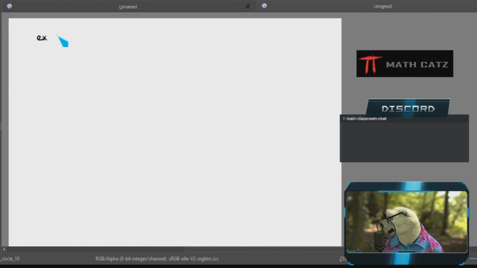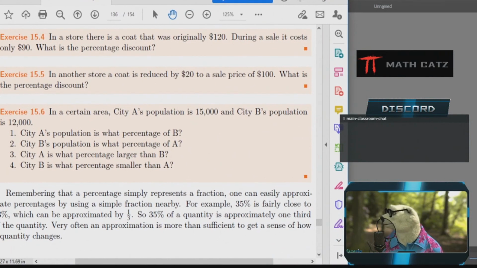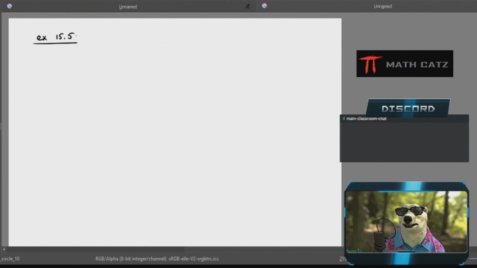Let's see, exercise 15.5. And again, I'm happy if these things are super easy for you based on your experience and your background, but that's not the case for everyone, which is why we're doing it. In another store, a coat is reduced by $20 to a sale price of $100. What's the percentage discount now? And I've seen people taking these things for granted, going too fast, and then just using the wrong numbers in the wrong place, when they thought they understood, but they didn't really make sure to think about these things.